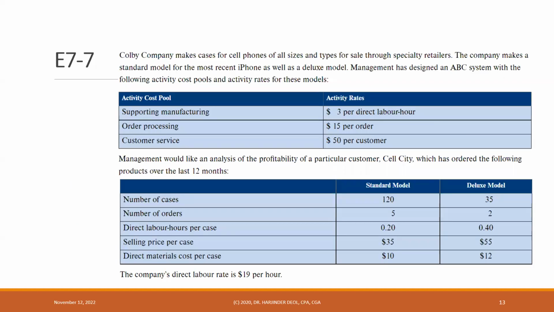As an example, we have Colby Company, makers of cell phone cases, and they have 2 models, a standard model and a deluxe model. The management has already designed an activity-based system, and there are 3 activity cost pools: supporting manufacturing, order processing, and customer service. The activity rates have been calculated and provided to us.